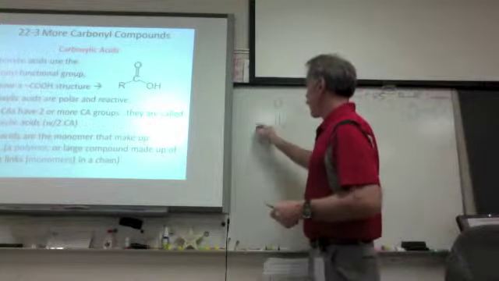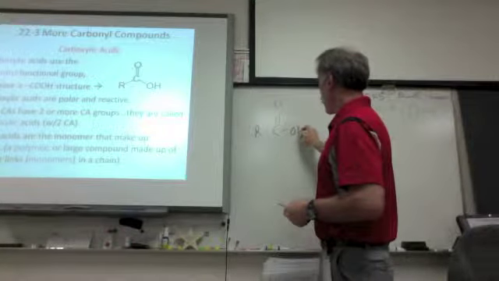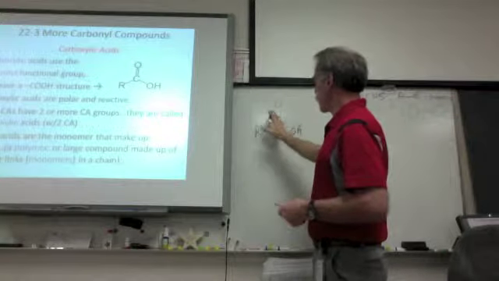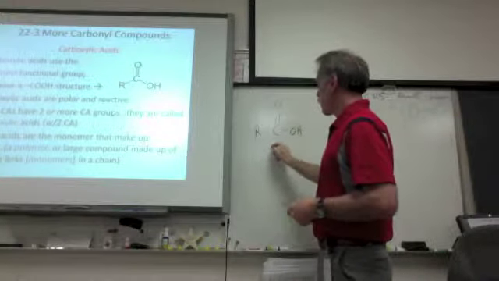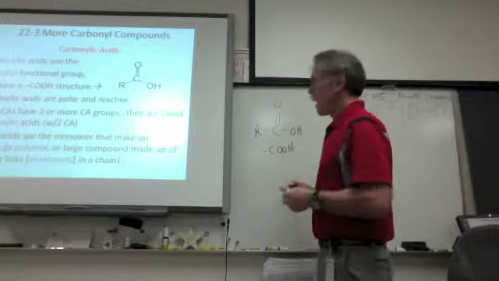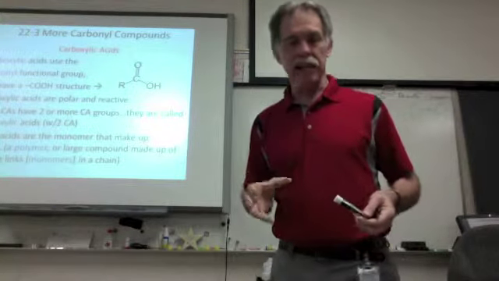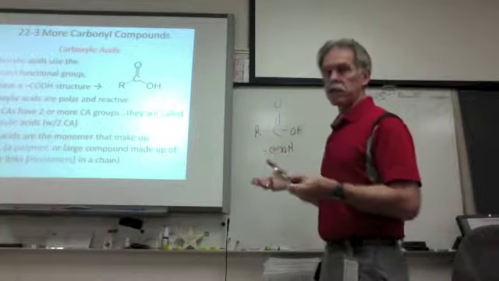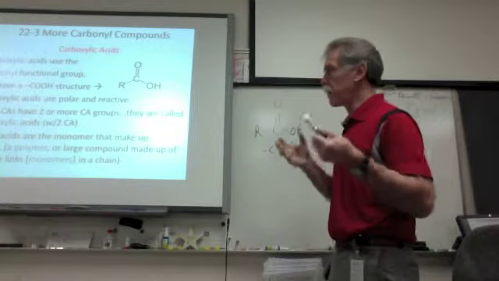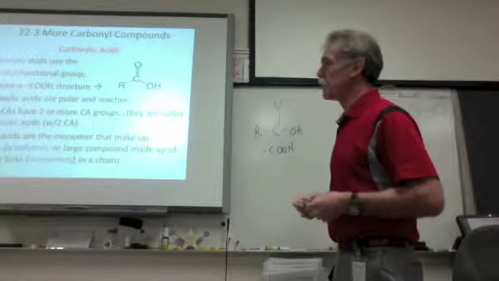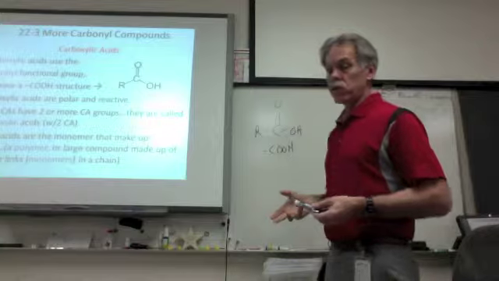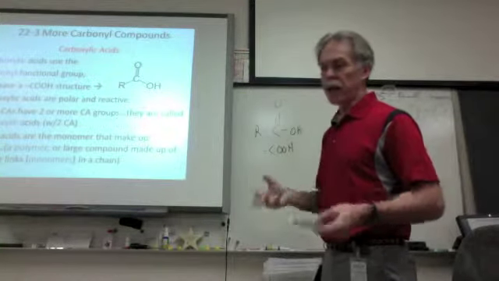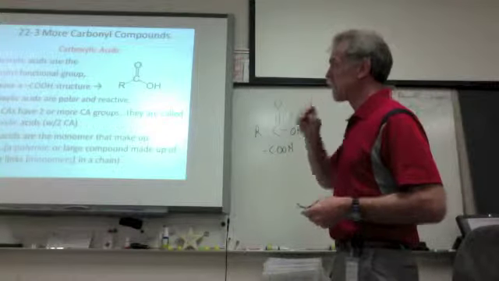This would be an R with an OH. So we have R, and then the functional group is C double bond O, OH, sometimes written as COOH, and that's the way you recognize it in a compound, because that's the way organic chemists write this when it's in a structure, COOH, and it sends a red flag up that, hey, there's a carboxylic acid. If it has two carboxylic acid groups, it's called a dicarboxylic acid. It could have three and be called a tricarboxylic acid.